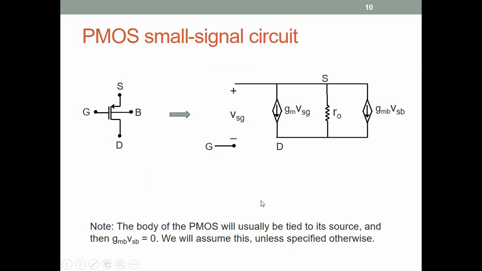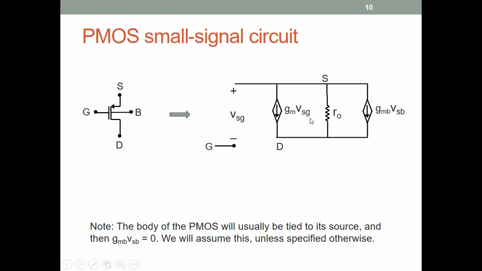So here it is. It is of course very similar to the NMOS circuit, only all the polarities are reversed. So the source is at the top, gate, drain, and in the small signal circuit, the source will also be drawn at the top. Source to gate voltage, the gate is floating. The gm current source is gm VSG, and it is pointing from the source to the gate.